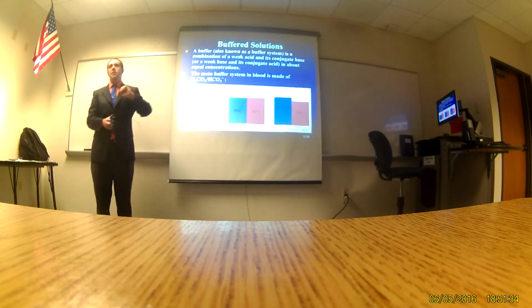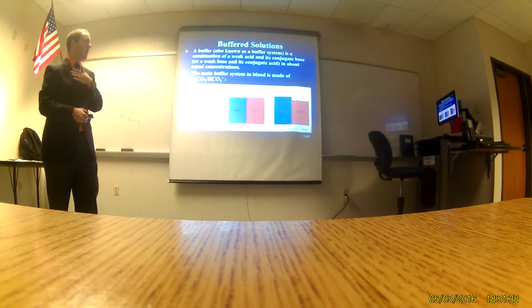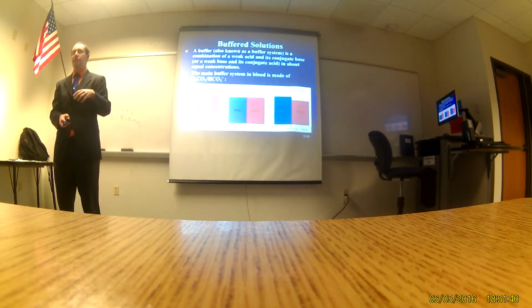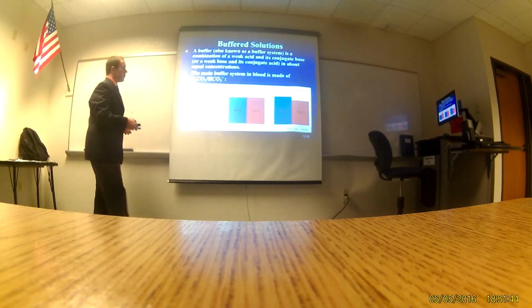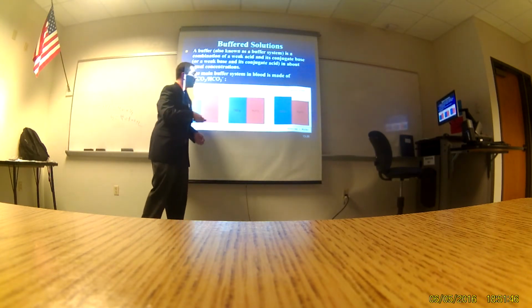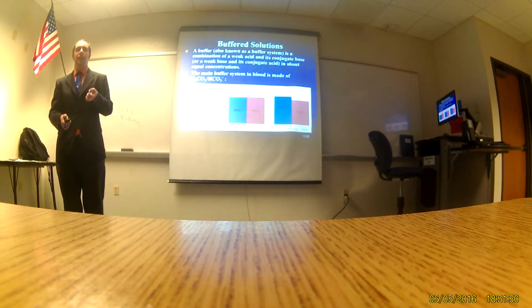We have a buffer system in our blood. Our blood wants to be pH 7.4, 7.6, depends on which textbook you look at. So we have to have a complicated system to keep it at pH 7.4.